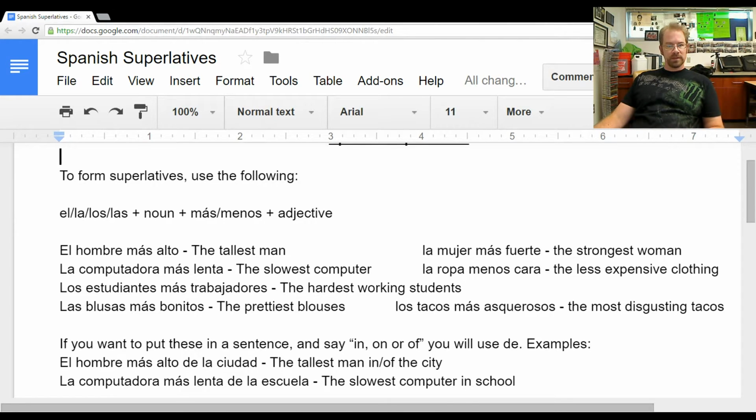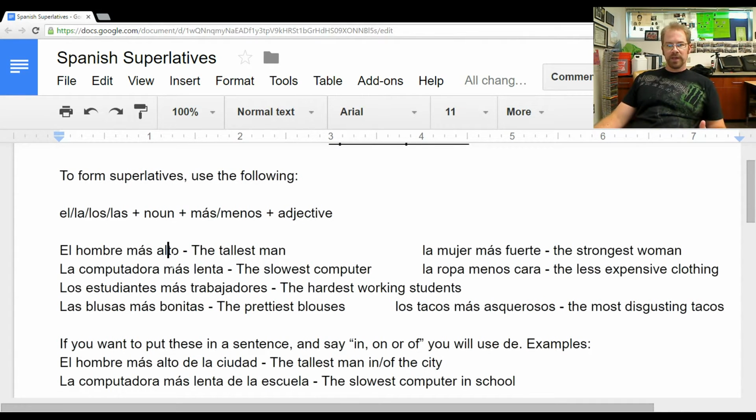So el hombre más alto would be the tallest man. We'll keep going down. La computadora más lenta would be the slowest computer. Literally, these are the man most tall or the computer most slow. Keep going. We have los estudiantes más trabajadores, the hardest working students, and we have las blusas más bonitas. I just made a mistake. The prettiest blouses.